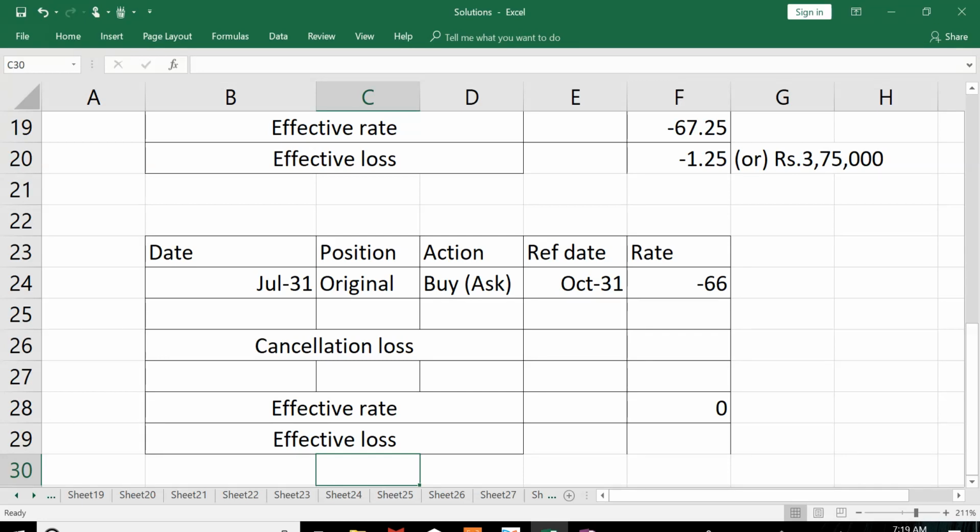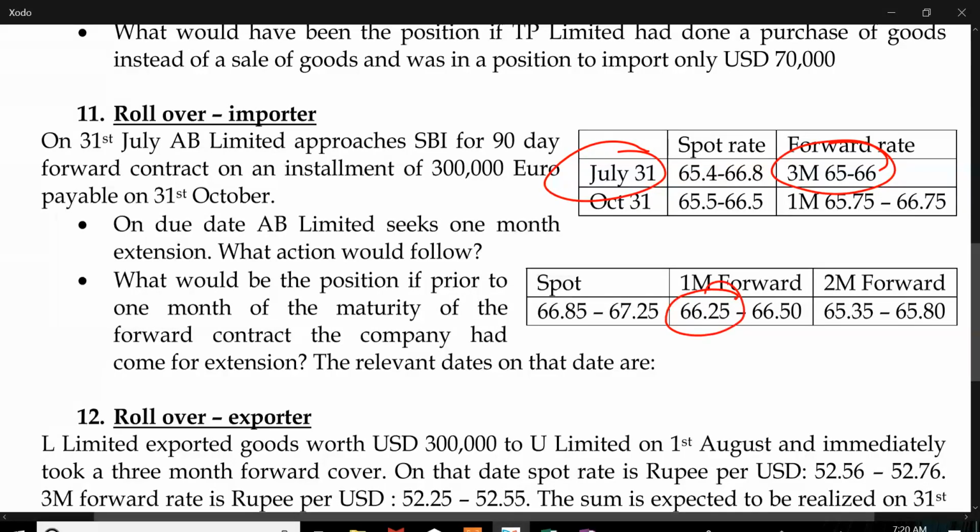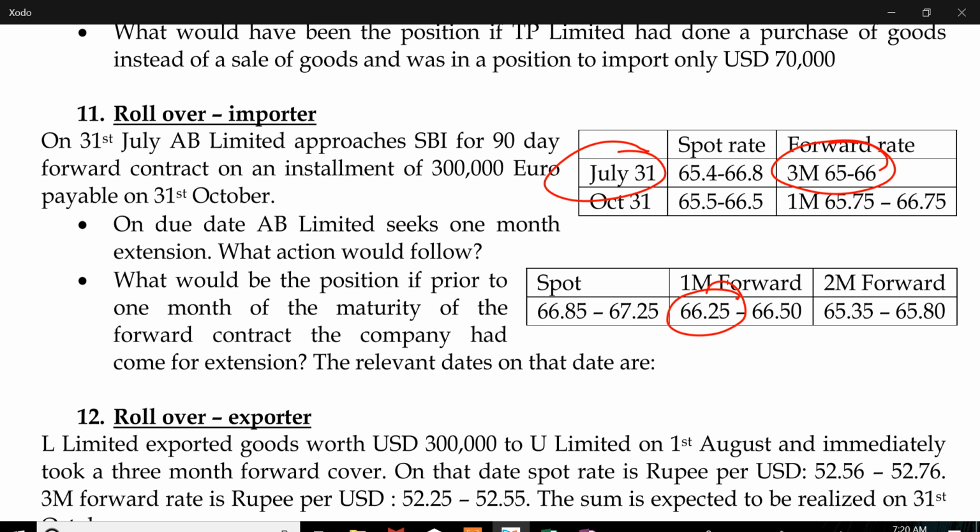Now, when am I coming in between? 30th September. I come on September 30. Opposite. I'll ask what? Sell in bracket bid. On September 30, what is the bid rate for October 31? 66.25. On September 30, bid rate for October 31, which is 66.25. Any doubts in this?